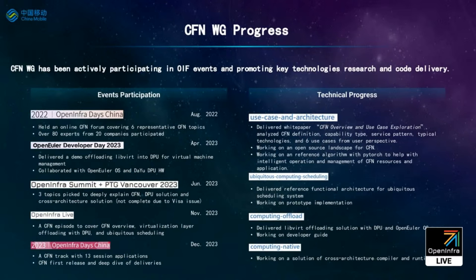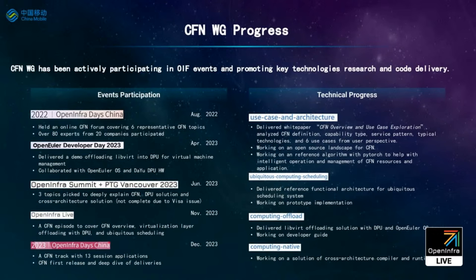In July, at the Open Infra Summit, we got three topics picked to deeply explain CFN, the DPU solution, and our thoughts about heterogeneous computing. But sorry, we weren't able to make it to the summit. Thanks to the Open Infra Foundation for giving us this opportunity to attend the Open Infra Live. So here we are. Glad we got some exposure for the CFN working group and technologies.